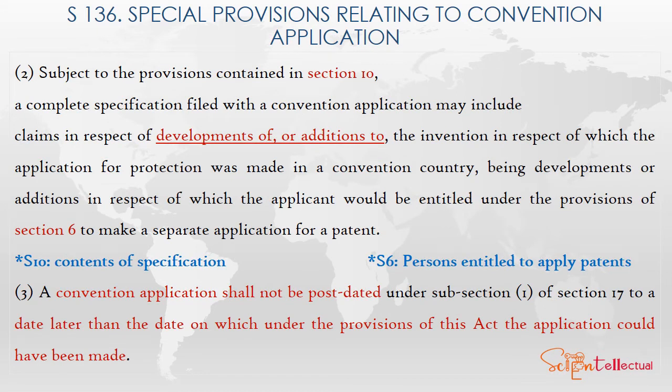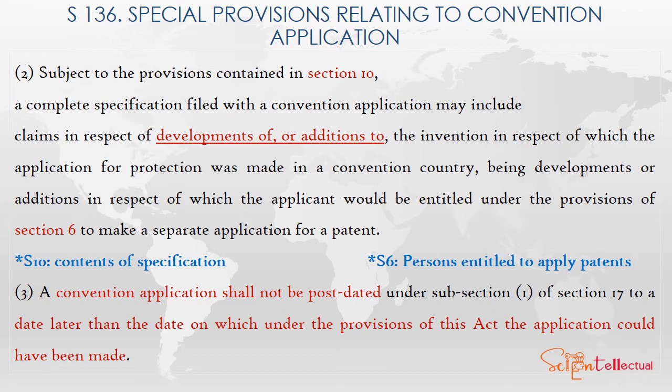Section 136, subsection 2. Now, subject to the provision contained in section 10, where section 10 deals with contents of specification, what will be there in the specification? A complete specification filed with a convention application may include claims in respect of development or addition to the invention in respect of which the application was made in the convention country. Being development or addition in respect of which the applicant would be entitled under the provision of Section 6 to make a separate application for a patent.